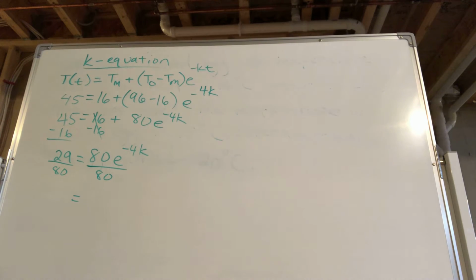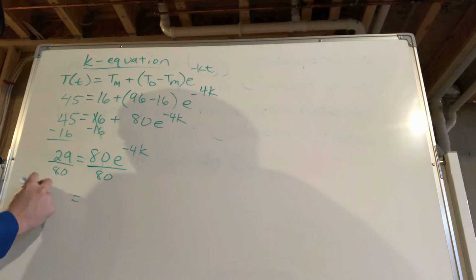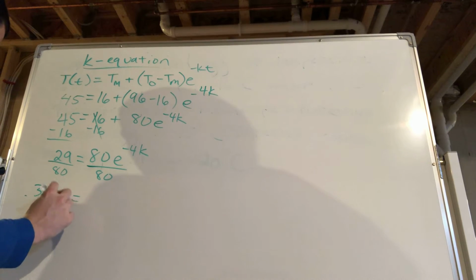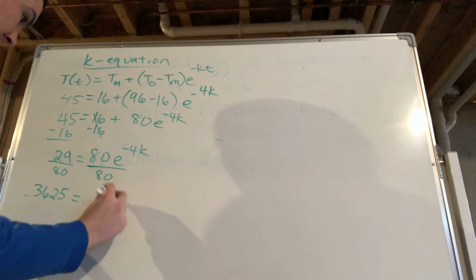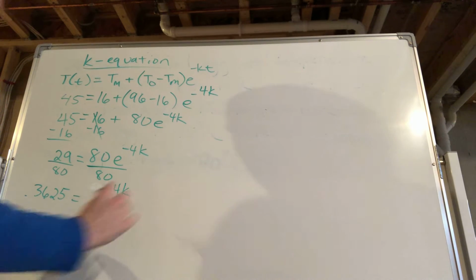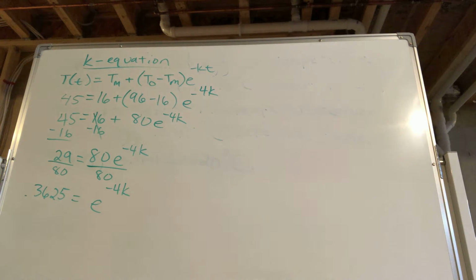And so 29 divided by 80, guys, when you do these calculations, I like 4 decimal places. Well, it's nice, this one is actually 4 decimal places. It's 0.3625, 29 divided by 80. And so that's going to equal e to the negative 4k. All right. So now, we haven't really done anything in terms of logarithms or exponents yet. We've done really just algebra, moving things across the equal sign.